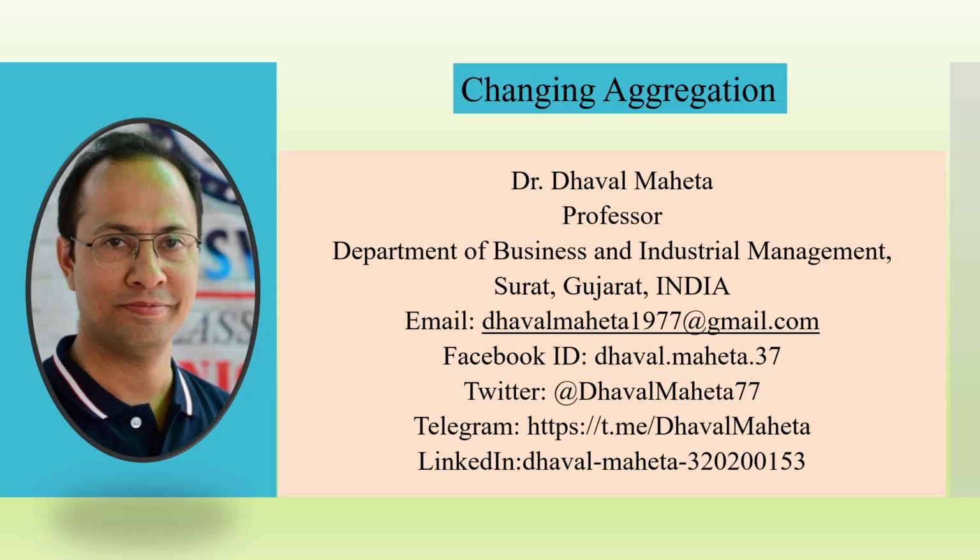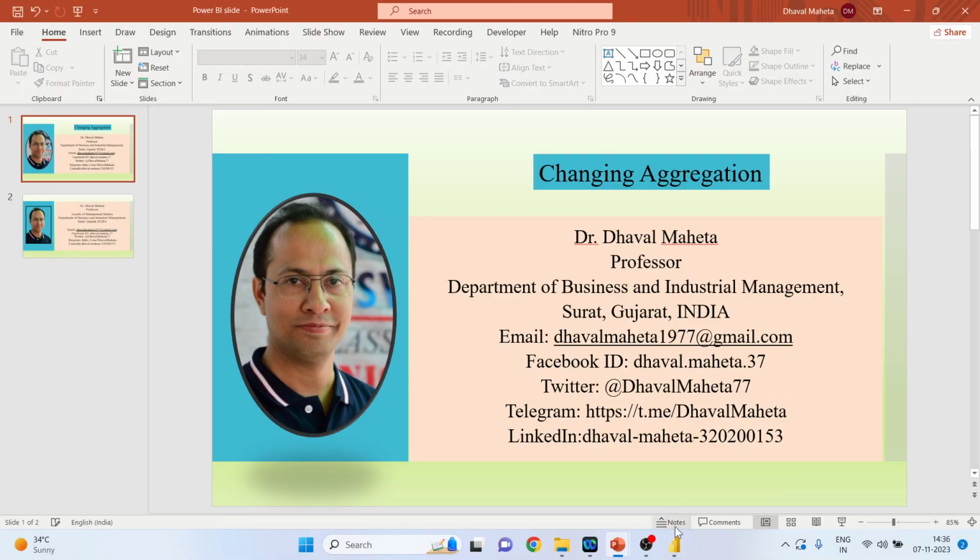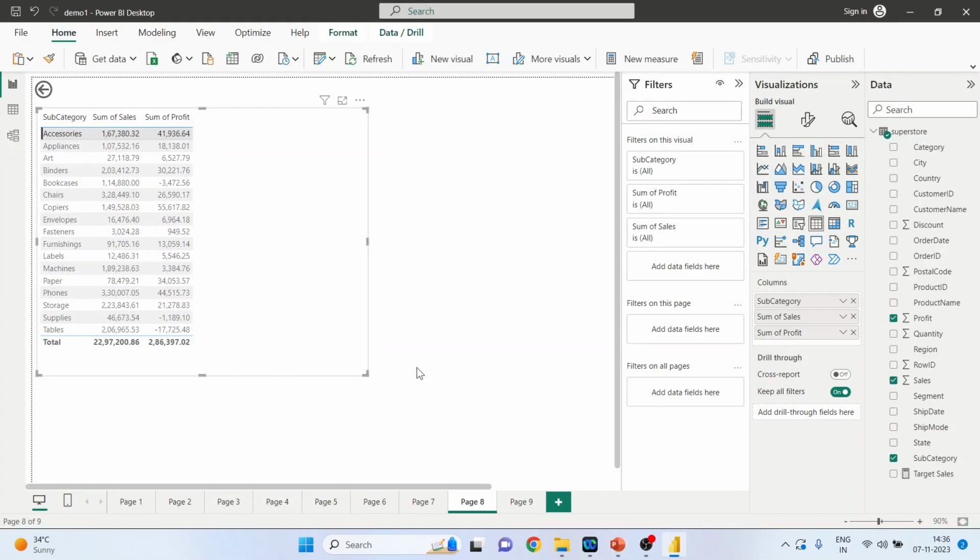This is Dr. Dhaval Maheta, and today we will understand how to change aggregation of the values in Power BI. So for this, we will go on the canvas of Power BI. I have already generated a table which consists of subcategories, sum of sales and sum of profit. So here the table is generated on the basis of sum.